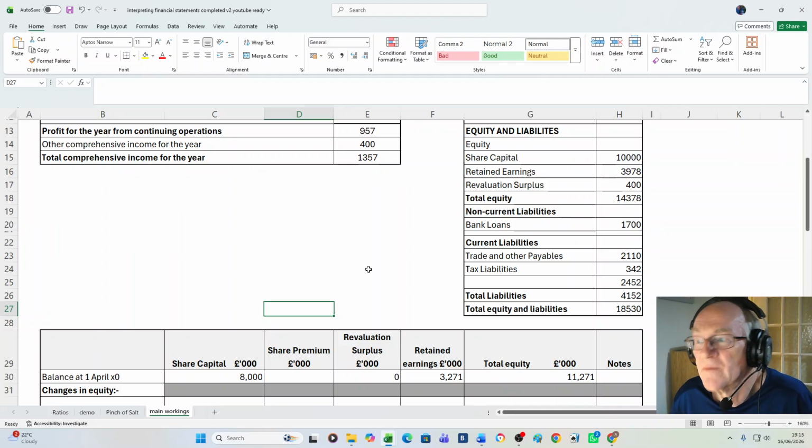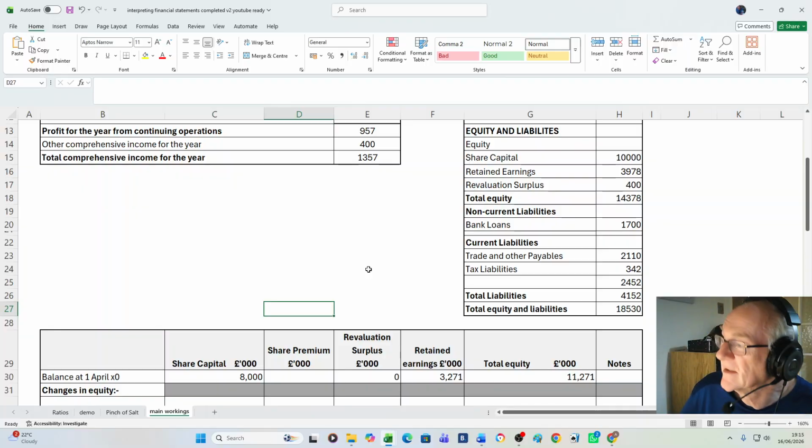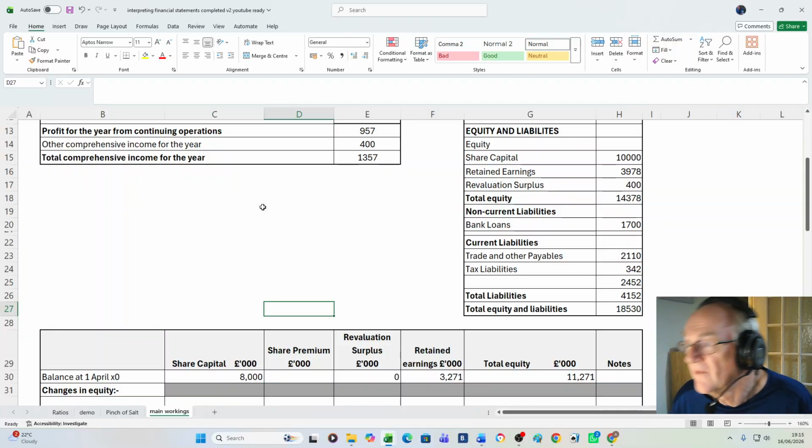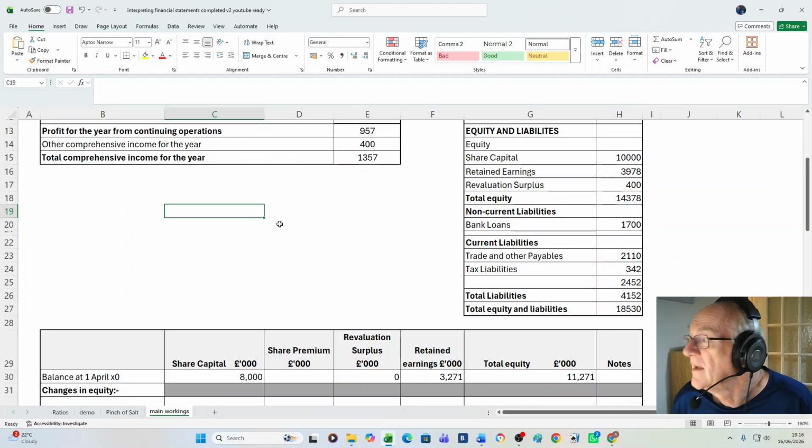Even arguments over 1 decimal place or 2 decimal place might vary from one person to another, one accountant to another, or one investor to another. If it's an investor doing it for themselves, they're not governed by any rules at all. So we'll have a look at the theory and the limitations right at the end, the pinch of salts with a quick demo, but we'd better get on with doing some calculations.